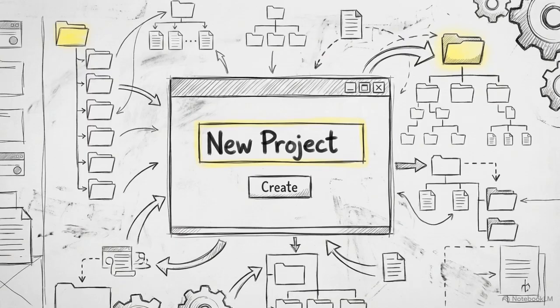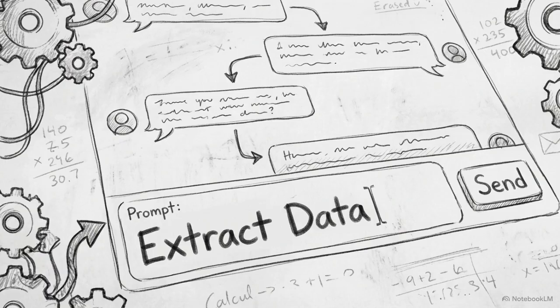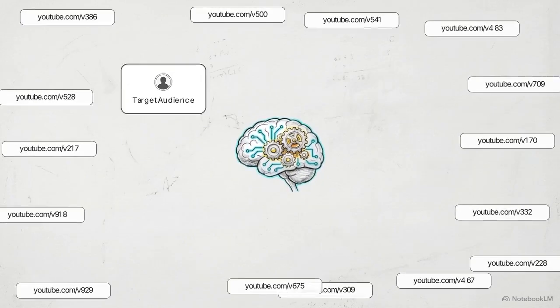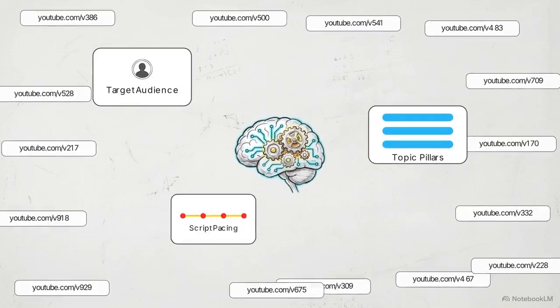Start by creating a new notebook. Give it a clear name based on your niche, like Personal Finance Clone, to keep your research organized. Inside the notebook, click Add Source and select Website. Paste your entire clipboard of links directly into the source box. We need to extract the structure. Prompt the AI to analyze these links and document who the target audience is, what topics appear most frequently, and how the scripts are paced.